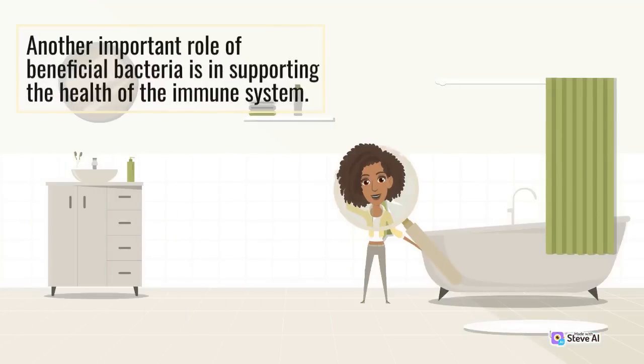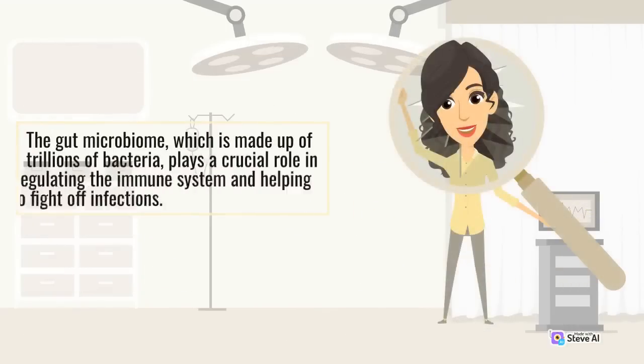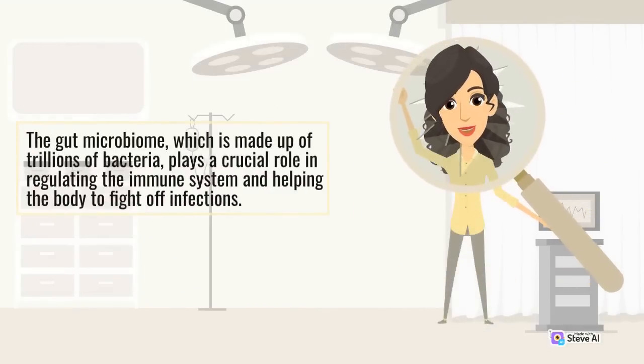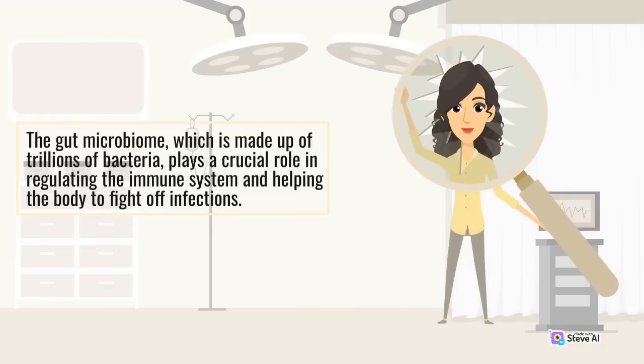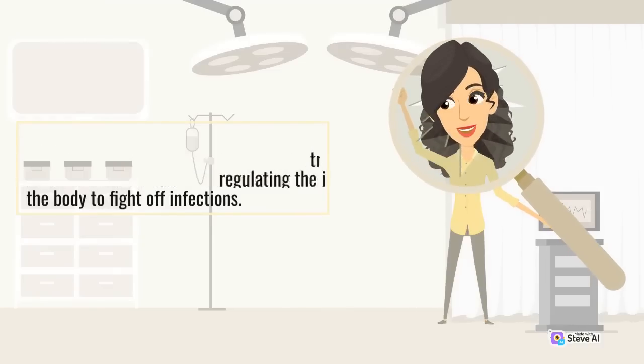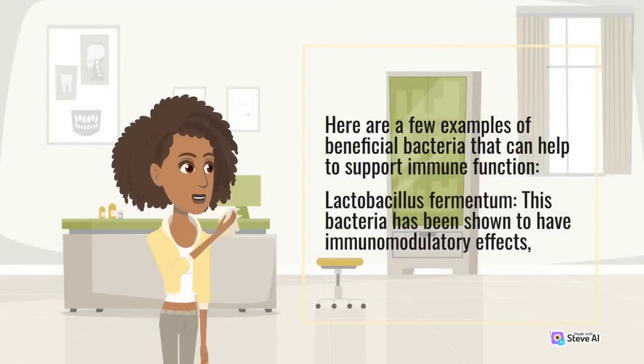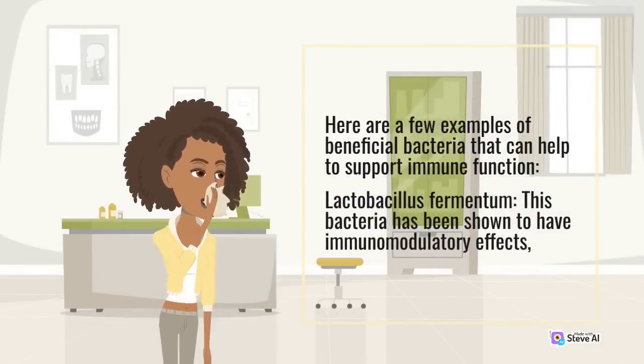Another important role of beneficial bacteria is in supporting the health of the immune system. The gut microbiome, which is made up of trillions of bacteria, plays a crucial role in regulating the immune system and helping the body to fight off infections. Here are a few examples of beneficial bacteria that can help to support immune function.